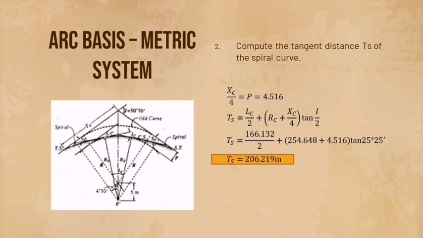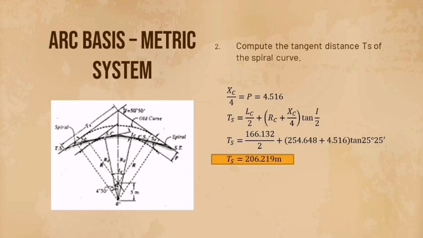So for number 2, in arc basis metric system, compute the tangent distance TS of the spiral curve. XC over 4 is equal to P, and P is equal to 4.516. So our formula will be TS is equal to LC over 2 plus RC plus XC over 4 times tan of the angle of intersection over 2. So get the values and substitute.